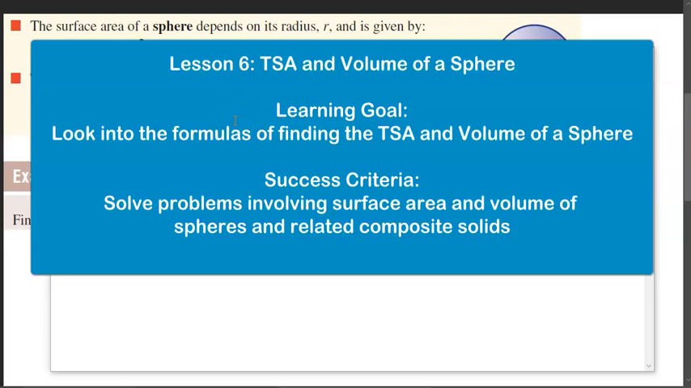This is lesson 6, total surface area and volume of a sphere. This will be the last lesson for the total surface area and volume topic. The learning goal for this one is to look into the formulas of finding the total surface area and volume of a sphere, as the title suggests. And the success criteria is to solve problems involving surface area and volume of spheres and related composite solids.